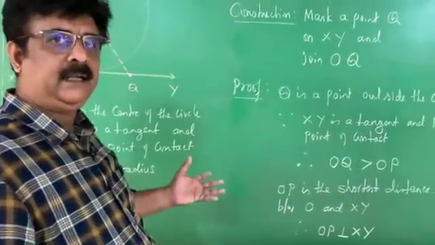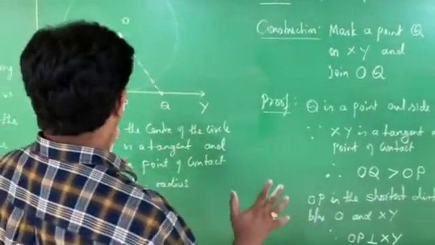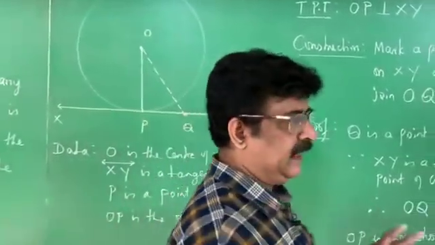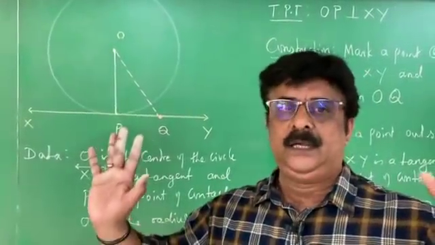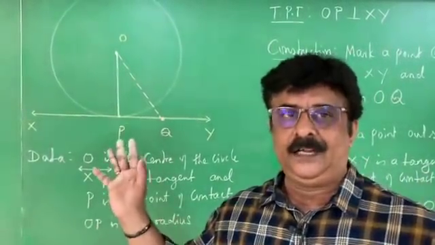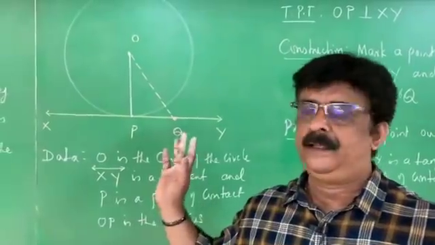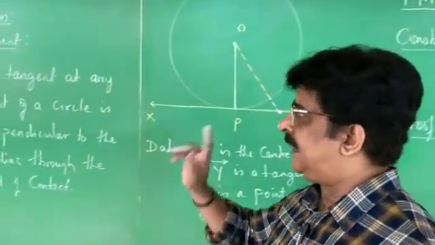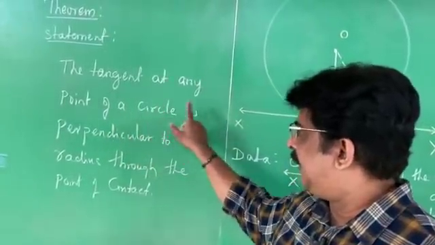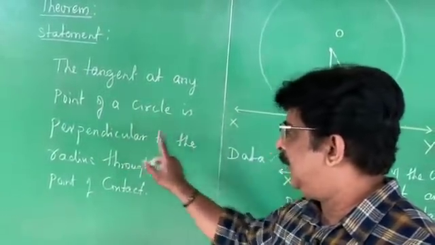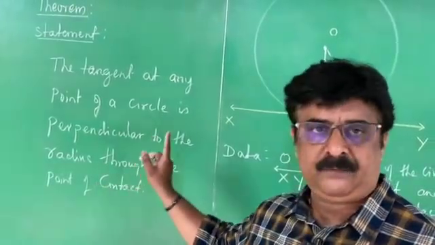That ends the theorem. I repeat once again. This theorem is a theorem of 2 marks. Very simple, the easiest theorem in the world. Don't say that it is difficult. It is the easiest theorem. The theorem tells like this. The statement is, tangent at any point of a circle is perpendicular to the radius through the point of contact.